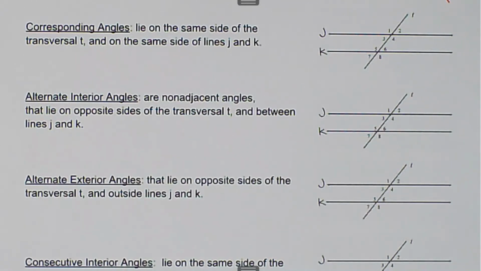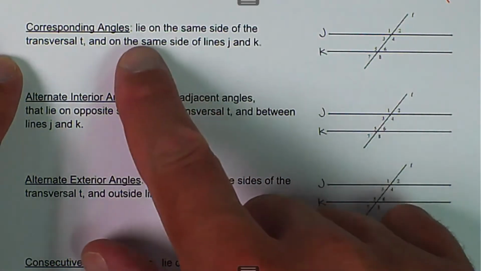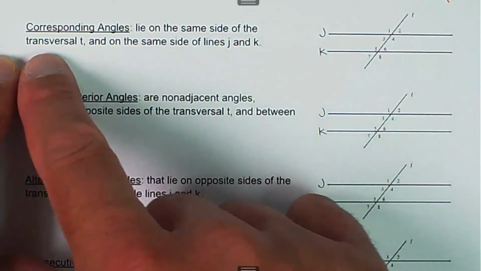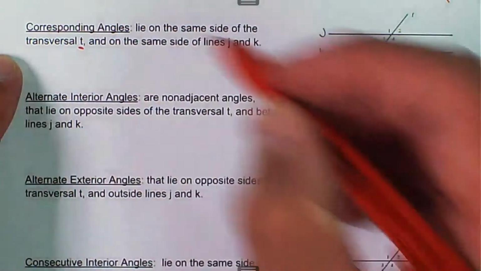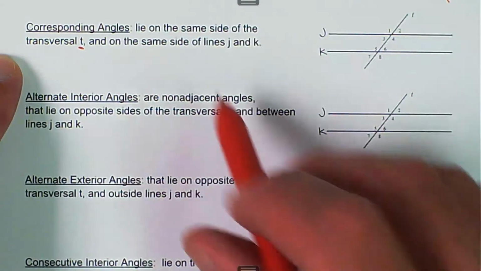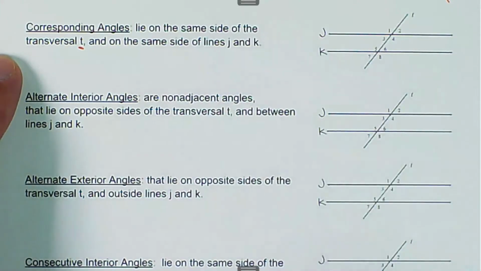We are talking about parallel lines with transversals. When a transversal cuts across two parallel lines, angle relationships are formed, and we're going to talk about 4 of them. First one is corresponding angles. They lie on the same side of the transversal. In this case, we're talking about transversal T, and on the same side of lines J and K.